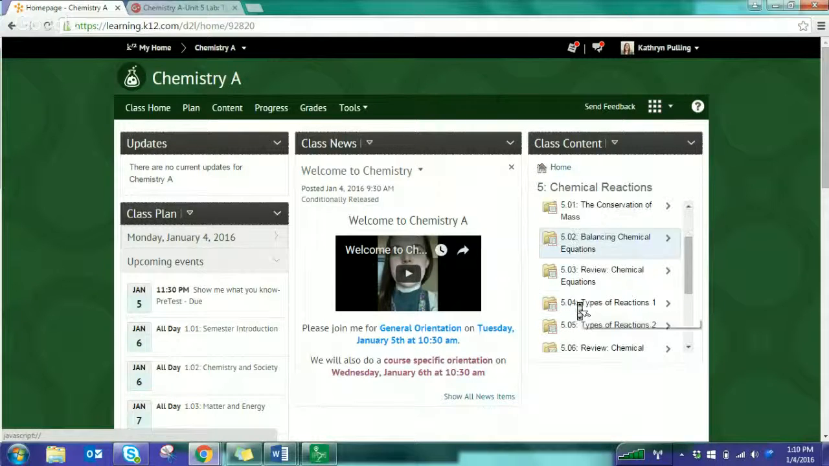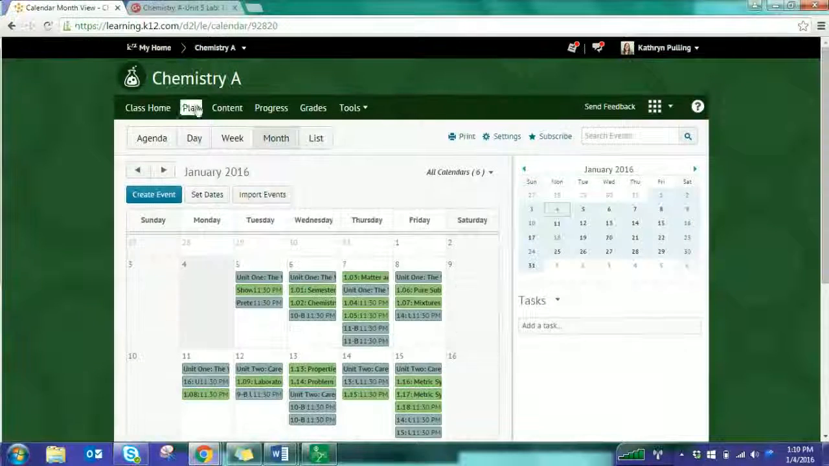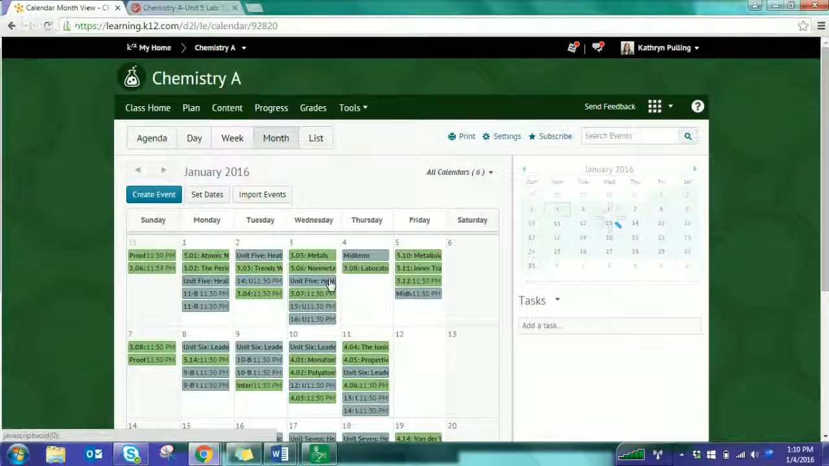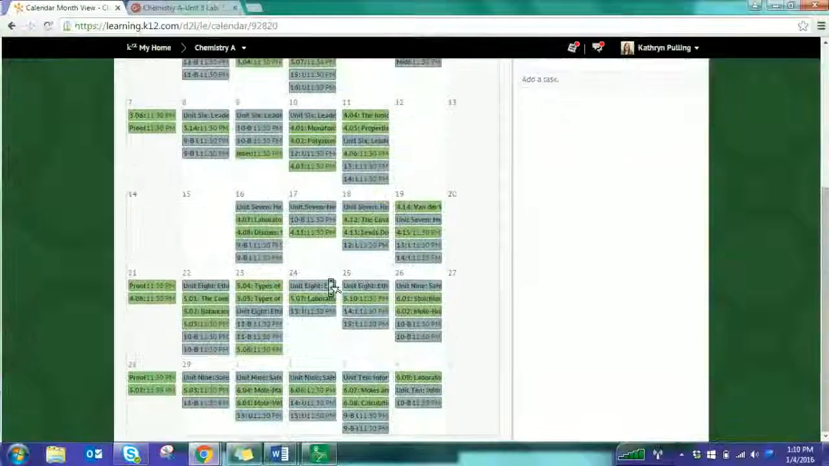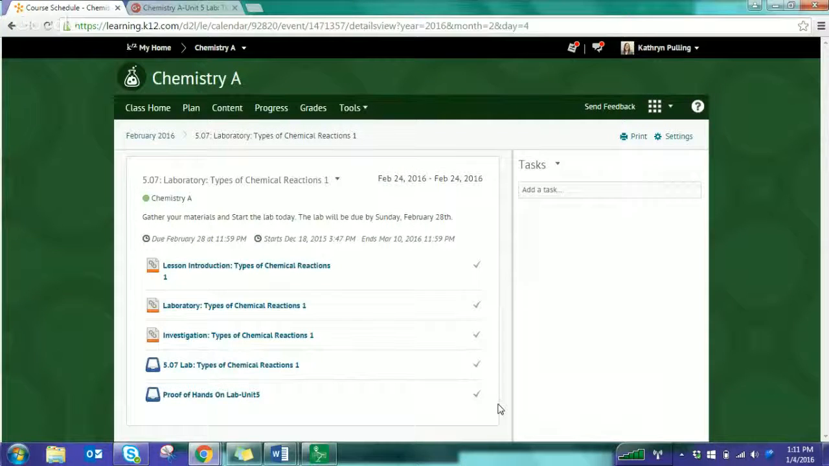If you go to Unit 5 in this class content area, you can get it from here, 5.07, Types of Chemical Reactions, or you can get it from the plan. And this was something in February. 5.07, right here. All right, so this one, I don't have the link in here yet to where this video will go, but it's actually going to fall right in between Laboratory and Investigation.